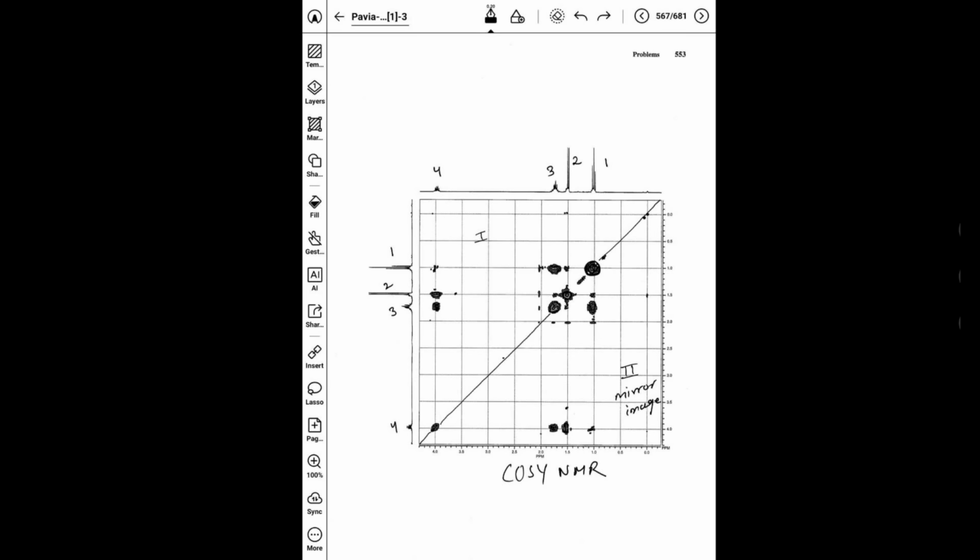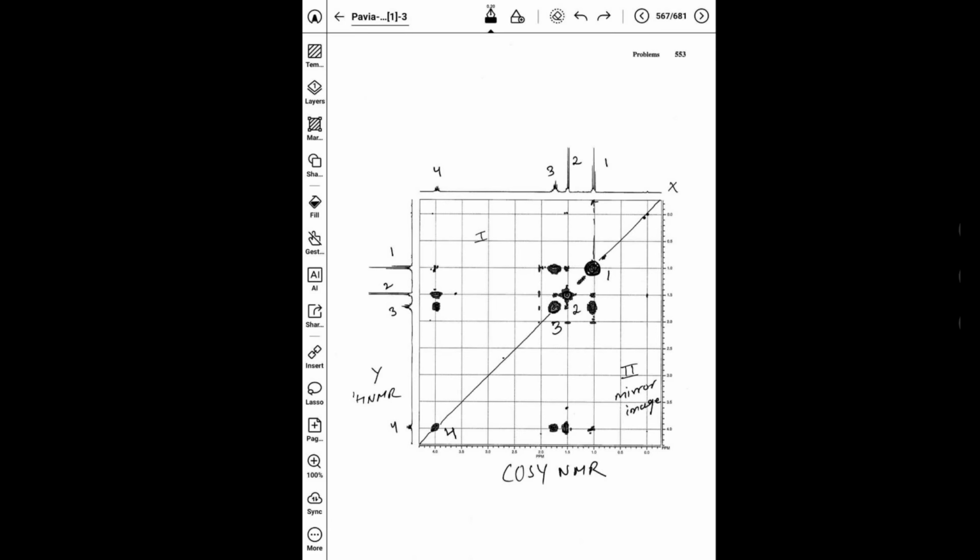And we know that in COSY NMR, both the axes, this is the x-axis and y-axis, have 1H NMR. Now, diagonal peaks represent the chemical shift value. As you can see, this diagonal peak first corresponds to this one, right? So how many diagonal peaks would be there? Of course, 4, right? So this is the first diagonal peak, this is the second diagonal peak, this is the third diagonal peak, and this is the fourth diagonal peak, right? Because there are 4 types of protons.